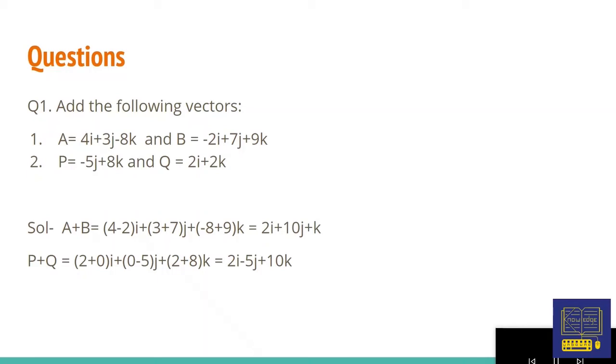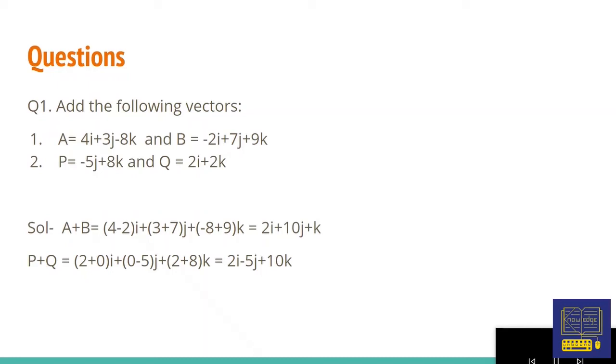We will add coefficients of i cap separately, j cap and k cap separately. Got it? So a + b = (4 - 2)i + (3 + 7)j + (-8 + 9)k, which will give 2i + 10j + k. Similarly for p + q.